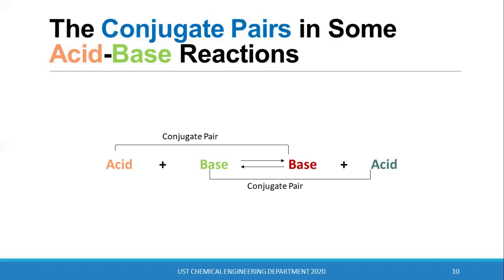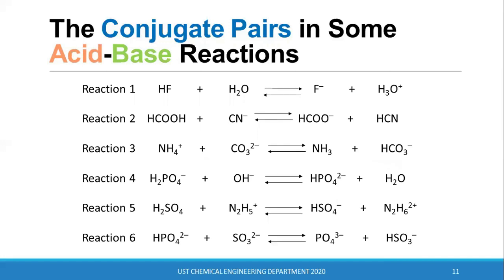The acid and its corresponding conjugate base are considered conjugate pairs. Similarly, the base and its corresponding conjugate acid are also conjugate pairs. To better understand the conjugate pairs, let's look at the following reactions.